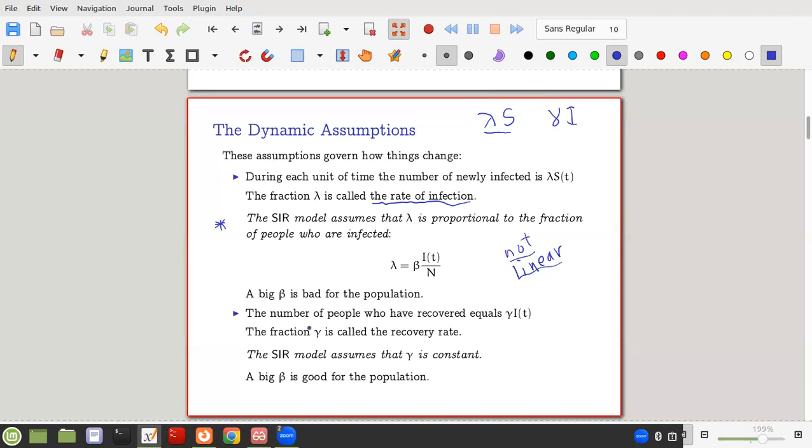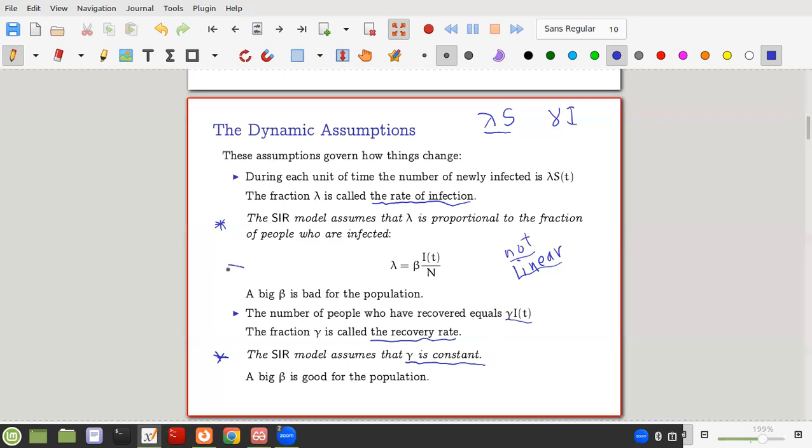The second assumption is that the number of people who've recovered equals gamma I. That's this number here. The fraction gamma is called the recovery rate. The SIR model assumes that gamma is constant. So that's an effect of the disease. It's as if everyone has the same physiology in this model, so every time step, 1/10 of them, or 1/100th of them, are going to recover. That's fixed because it's a property of the disease, whereas this is more a property of the number of people.